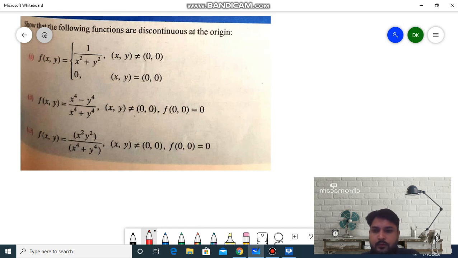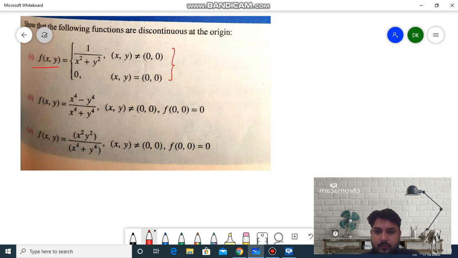So the first example is f(x,y) is equal to 1 upon x square plus y square when (x,y) is not equal to (0,0), and its value is equal to 0 when (x,y) is equal to (0,0). So this is our first example.